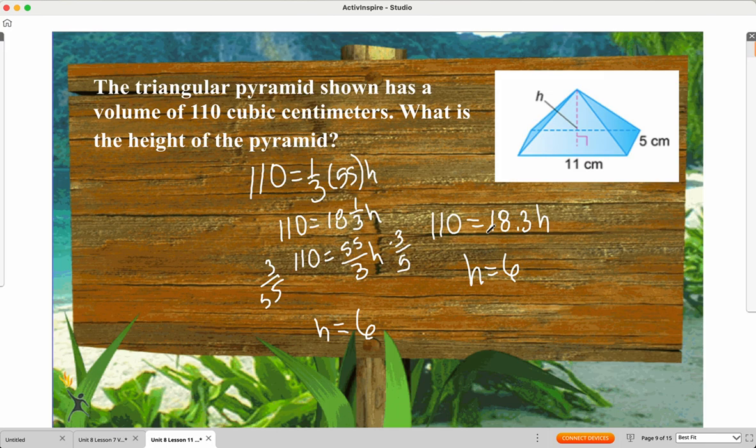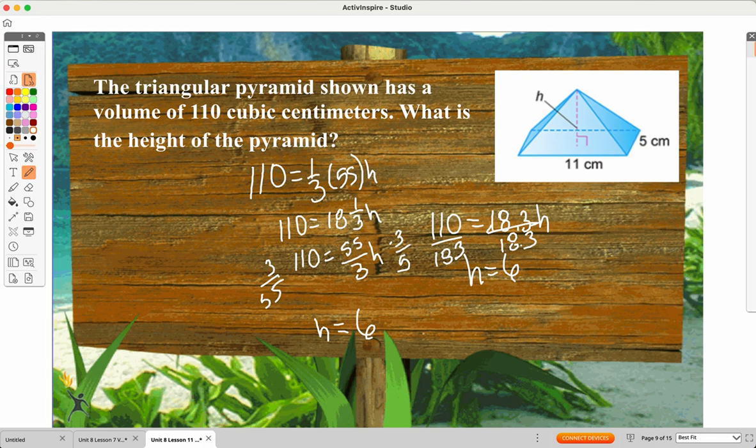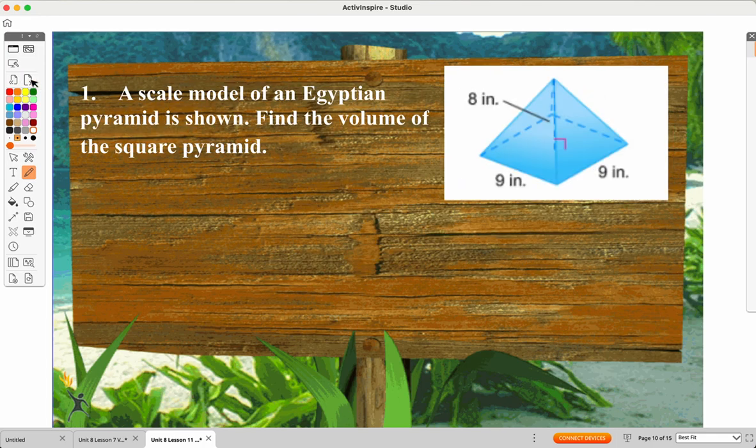Okay, so either way works on how I do it. It gives me roughly similar answers. You can see if you try them both, they're slightly different in number, but they'd round to the same 6. All right, your turn. Okay, this is a scale model. Find the volume of this square pyramid.